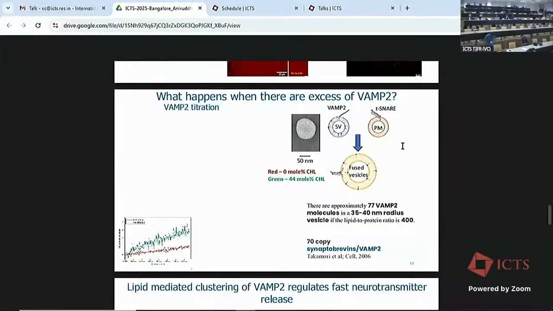But what I observed is that if you create a lipid to protein ratio of the proteoliposome at 400 and the vesicle size is 40 nanometer, that actually gives the optimal fusion. And if you calculate how much protein will be there, that is 77. And there are exactly 70 copies of VAMP2 present in a synaptic vesicle. So that kind of matches the native synaptic vesicle.